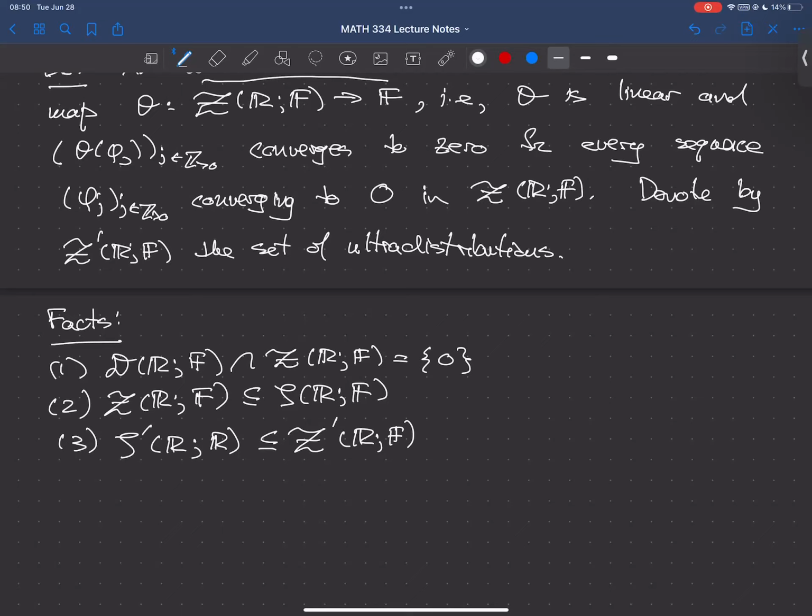Now, what is the main property of the set of ultra distributions? Of course for us, the main property is going to be connected to the Fourier transform. And so the big result here is the following. Main fact about ultra distributions.